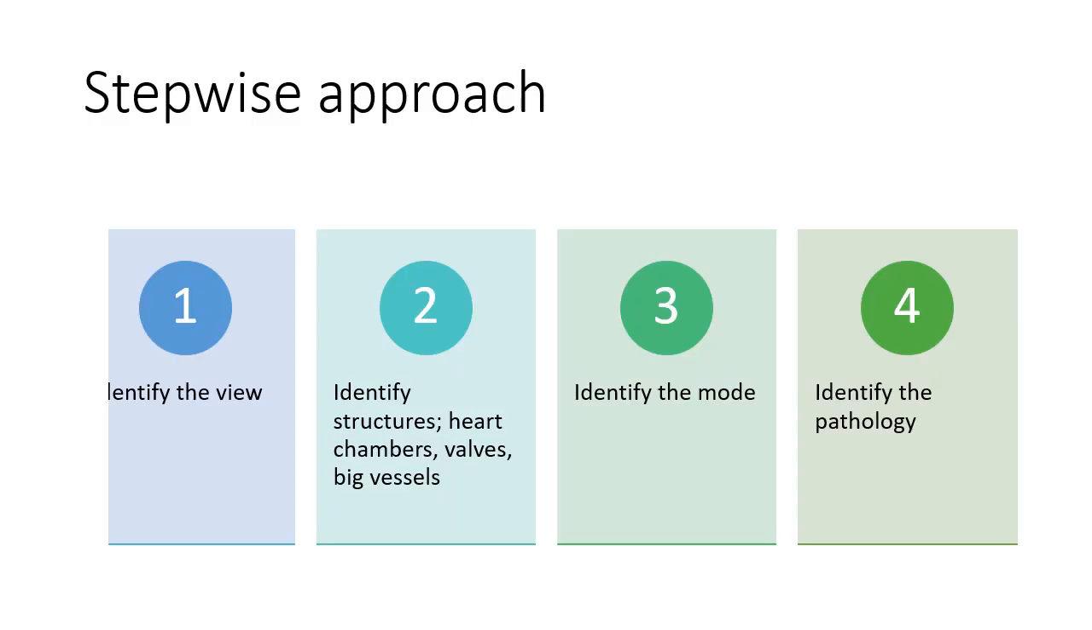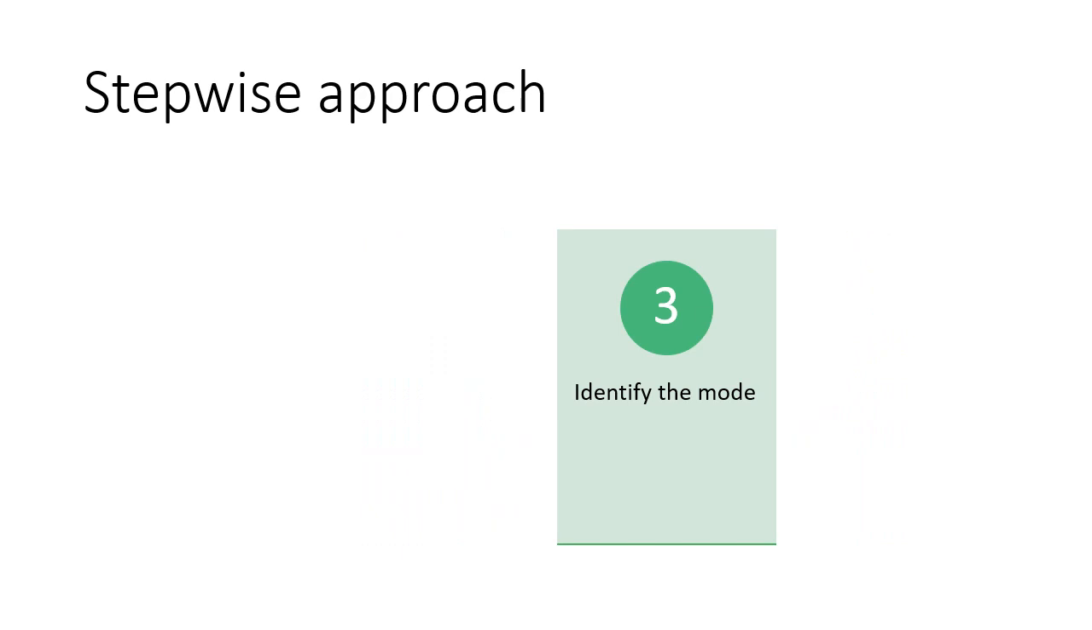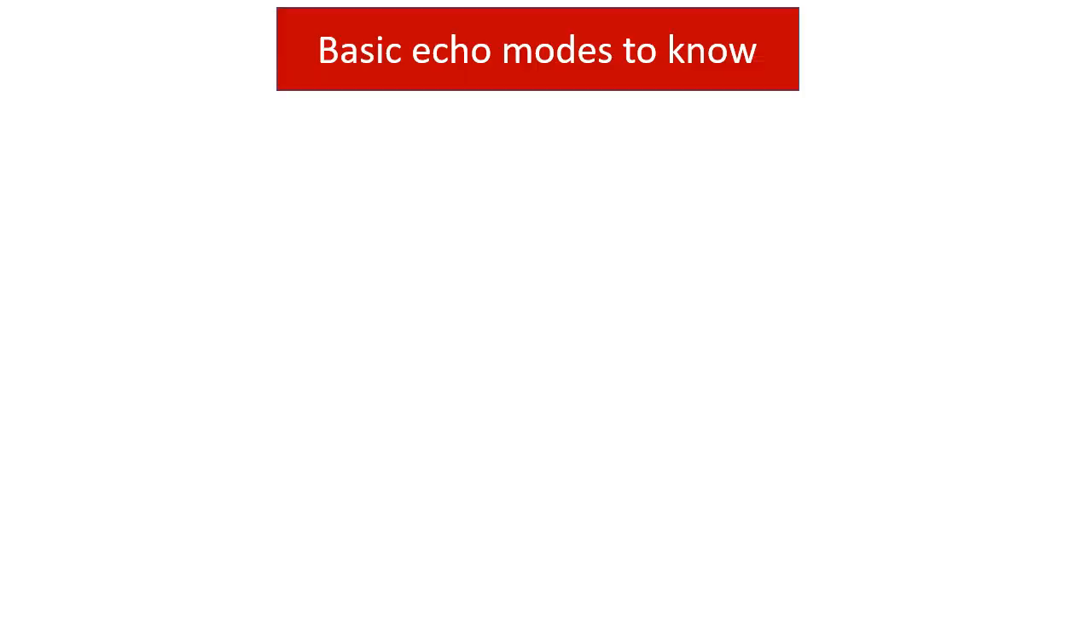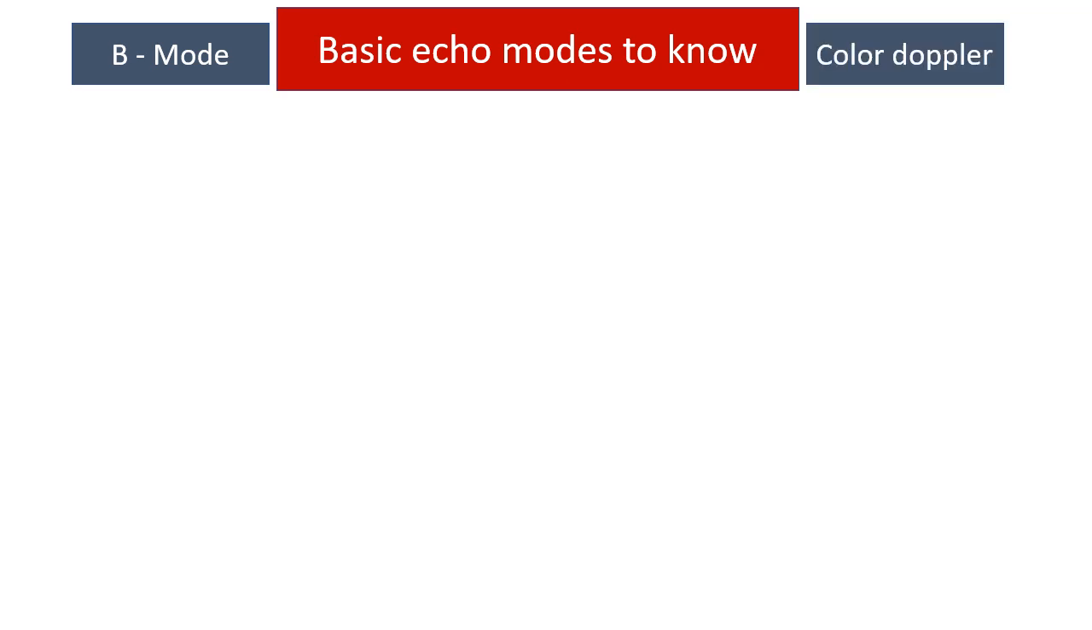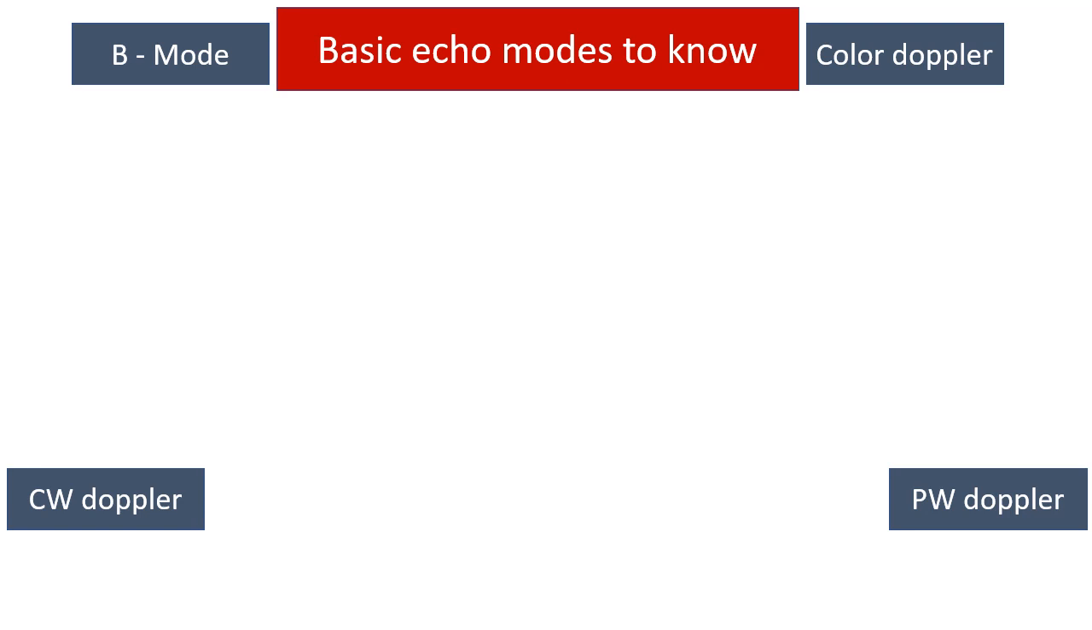So after that, we go on to identify the modes of the echo. Now we go to the basic echo modes. First of all, I'm not going to explain the physics behind every mode, but I'm giving a hint about every mode: M mode, color Doppler, continuous wave Doppler, and pulsed wave Doppler. These are the main, but not all, echo modes for your level to know.